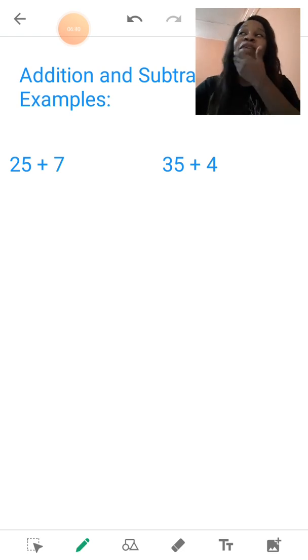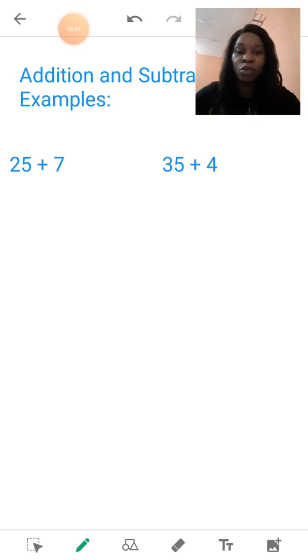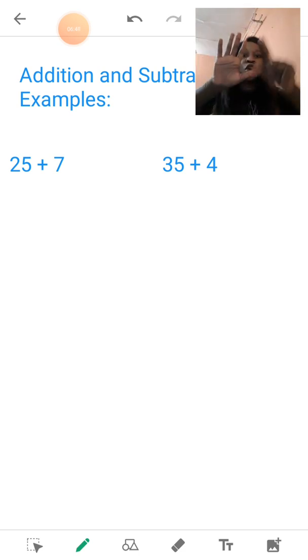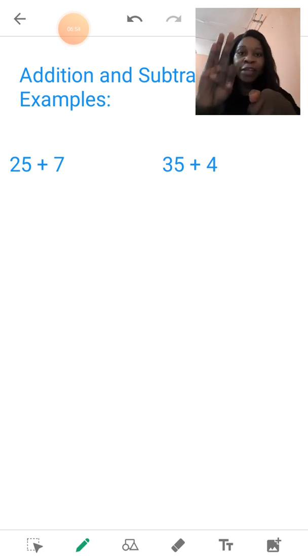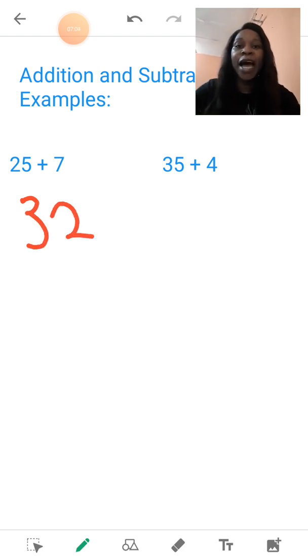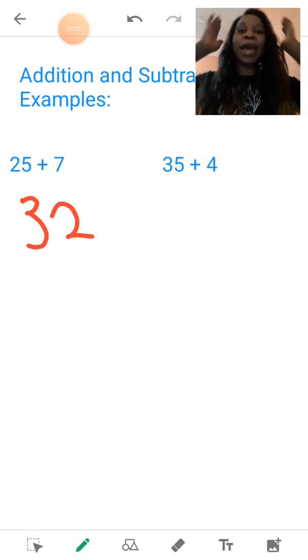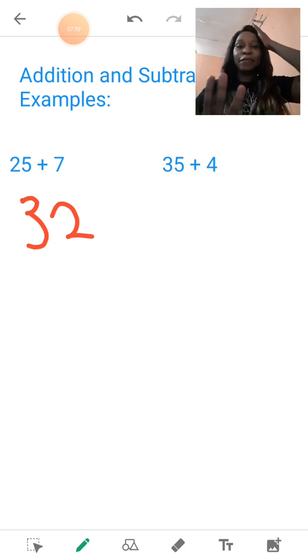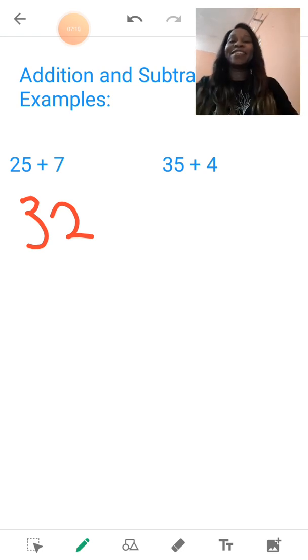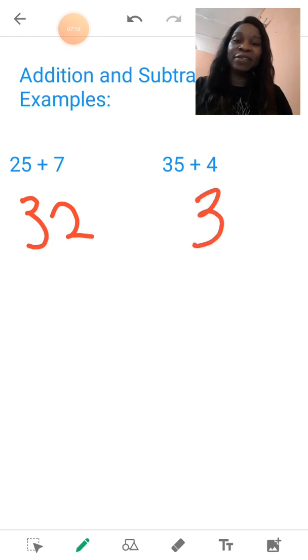Now what is 25 plus 7? It's very easy. How do we count? Keep the bigger number in your head, 25, and I have 7 on my finger. So 25, 26, 27, 28, 29, 30, 31, 32. So 25 plus 7 is 32, and I write 32. Okay, now 35 plus 4. 35 in my head, 4 on my finger: 35, 36, 37, 38, 39. Good job. So I have 39.